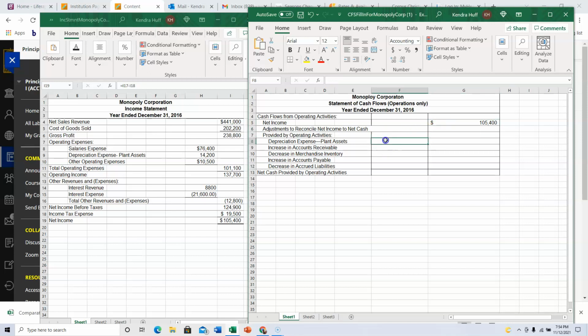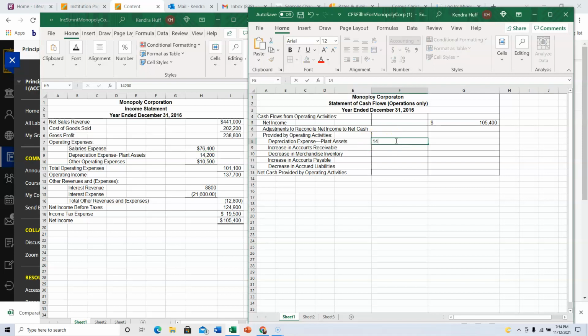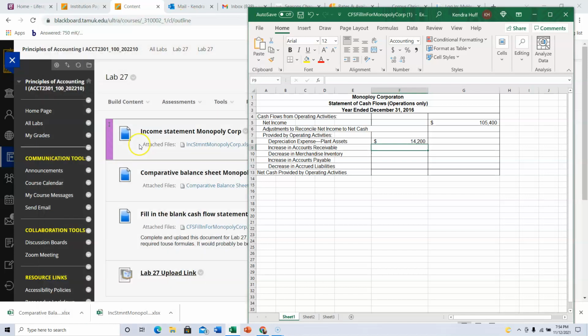All right, then we also need depreciation expense. All right, and that's listed right here. Depreciation expense, plant assets, 14.2. And we're going to add that back, so it's going to be a positive number. I don't see any gains or losses, which would also affect it. So we're basically done with the income statement. So I'm going to close that one.